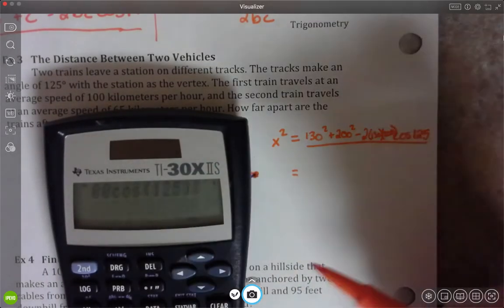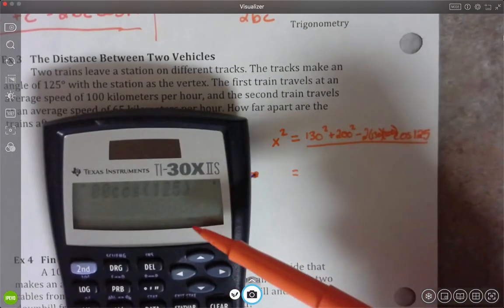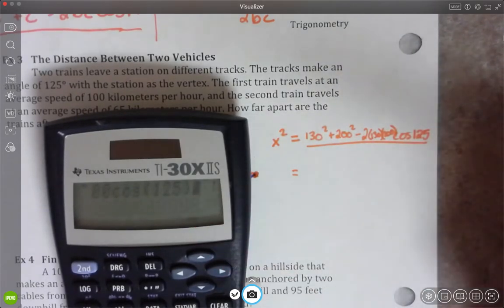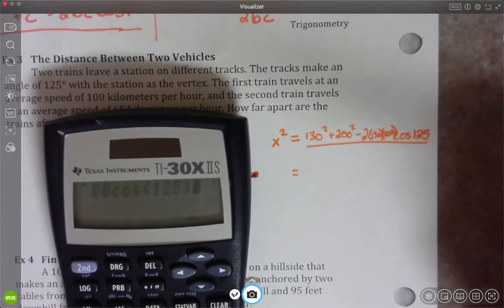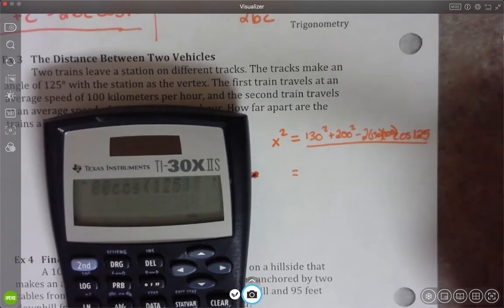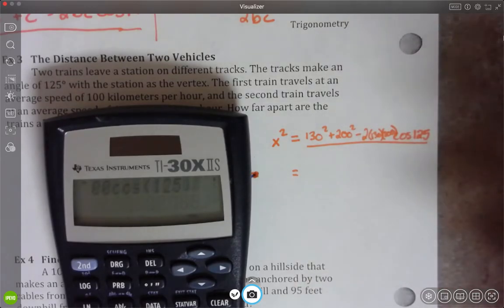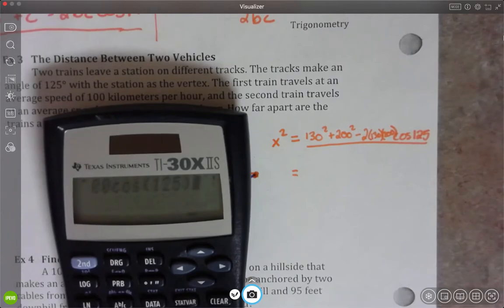Now my calculator, I have a dumb calculator, but it still says we're reading in degrees. So maybe that's one thing that you might want to check, is that your calculator is still reading in degrees, because 125 is in degrees. And we said that yesterday, that it needs to be degrees.